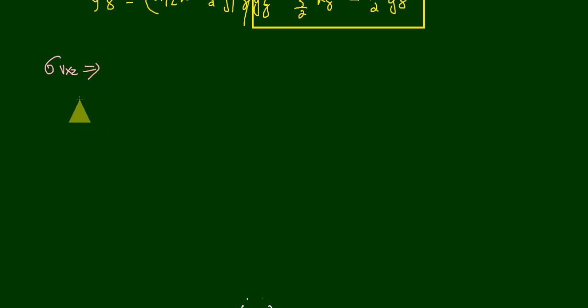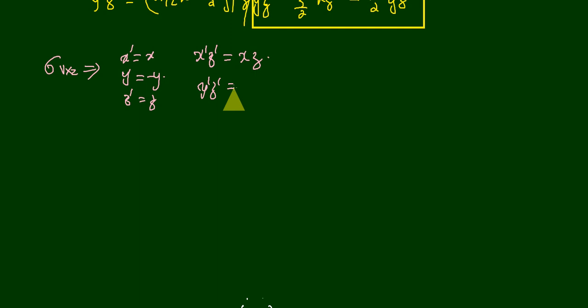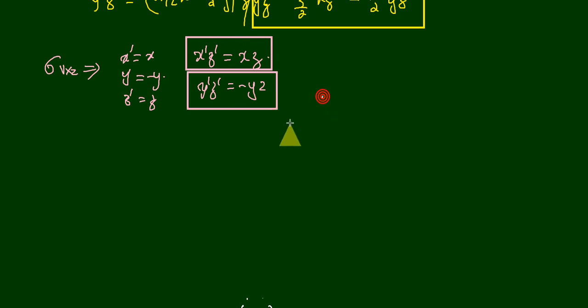What happens when sigma v xz takes place, we know. During sigma v xz, x dash is equal to x, y dash is equal to minus y, and z dash is equal to z. This is what we know. So from this, x dash z dash is equal to xz, and y dash z dash is equal to minus yz. So now we have two equations here again. Now we take all these 6 equations together and write them in matrix form.